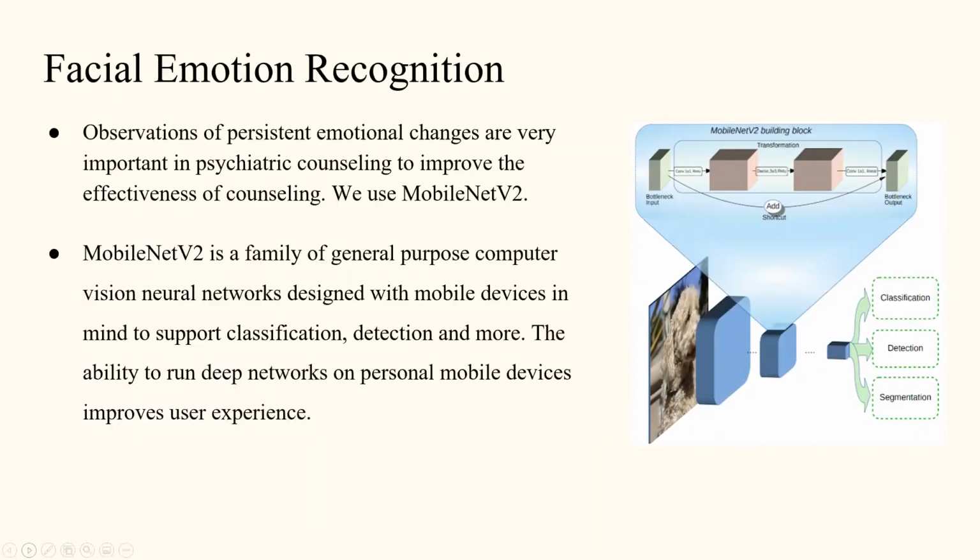For the facial emotion recognition, which is another part that we're going to utilize from the phone's mobile features, the camera. Running a machine learning model on such limited-performance mobile devices is very challenging. But with MobileNet, offered by Google, which is a family of general purpose computer vision networks, it becomes possible to run deep networks on personal mobile devices.